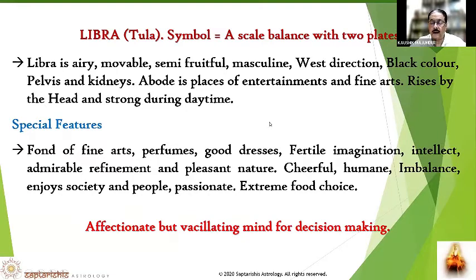Now, the special features of Libra persons: fond of fine arts, perfumes, good dresses, very fertile imagination, intellect, admirable refinement and pleasant nature, cheerful, humane, balanced, enjoys society and people, passionate, is extreme at times with their food choice. Now, for Libra, the special feature that I am giving you: Librans are affectionate but vacillating in mind for decision making.